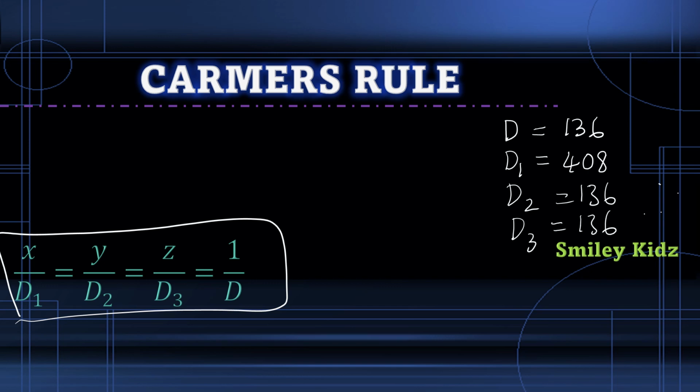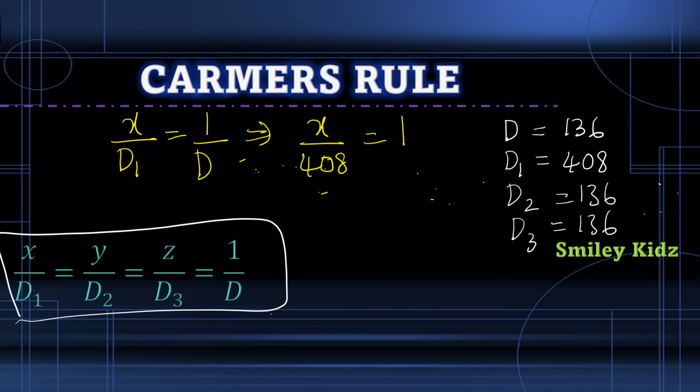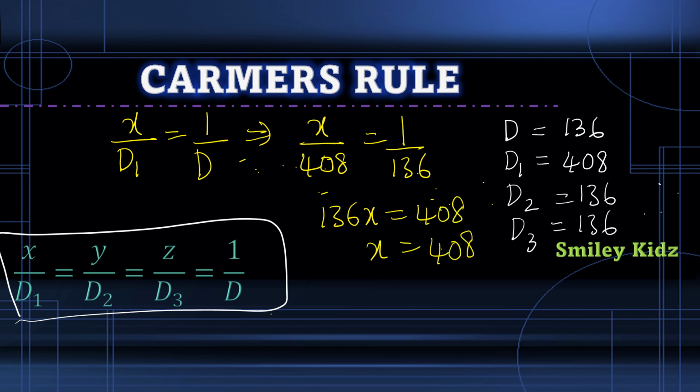Now, let's find out X, Y, and Z for each. Now, X by D1 is equal to 1 by D, isn't it? Now, let's substitute the value. D1 is 408 and D is 136. Now 136x is equal to 408. X is equal to 408 upon 136. That is equal to 3. Here the value of X turns out to be 3.